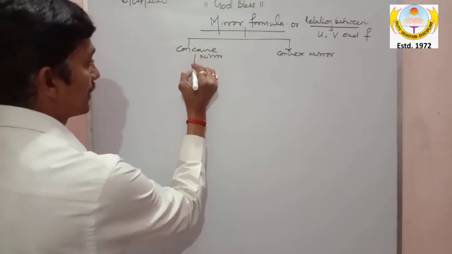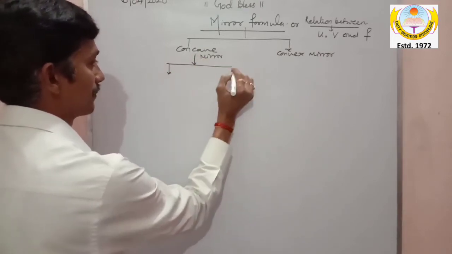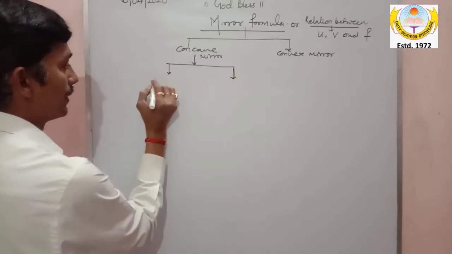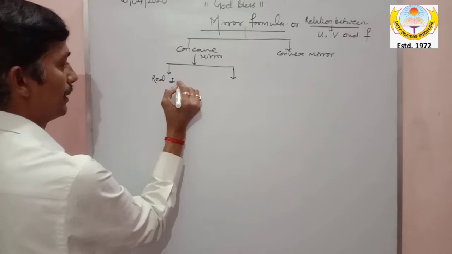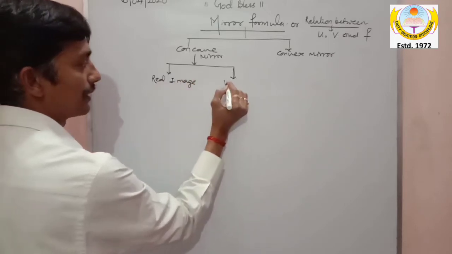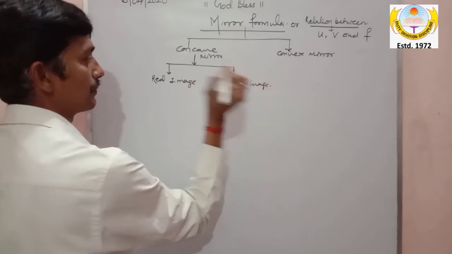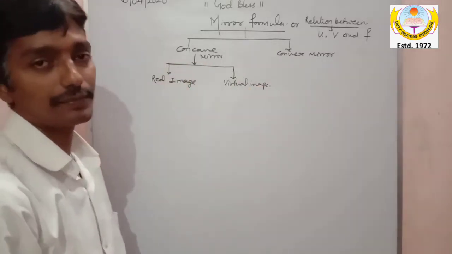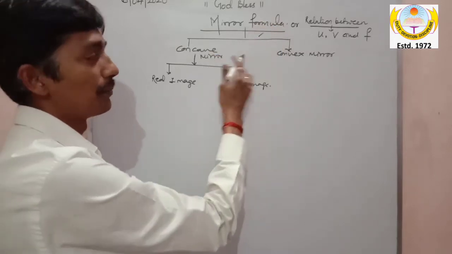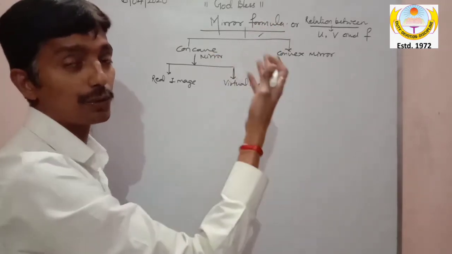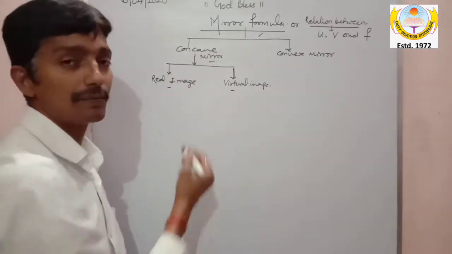Next, under concave mirror, my dear, there are two images. One is the real image, and the other is the virtual image. So now how many questions? For the mirror formula, there are two kinds of mirror, so two questions. But in one mirror, say concave mirror, there are further two questions.